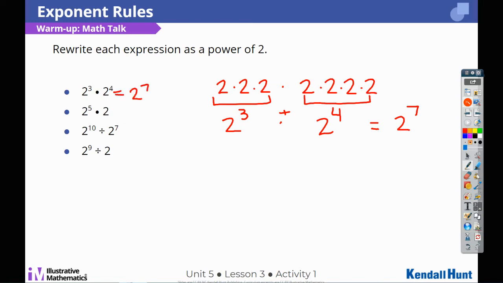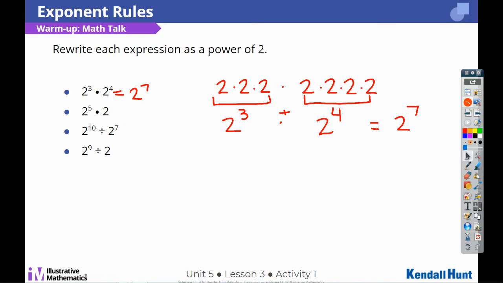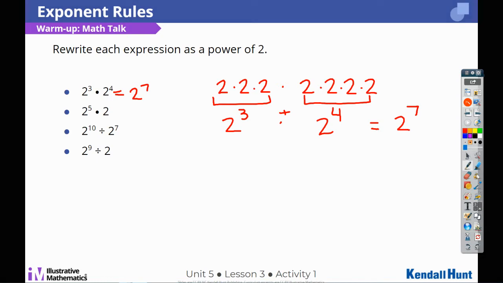So if I have 2 to the power of 5 times 2 to the power of 1, I'm going to add those together. So 2 to the power of 5 plus 1, so 5 plus 1 equals 6, so it's 2 to the power of 6.